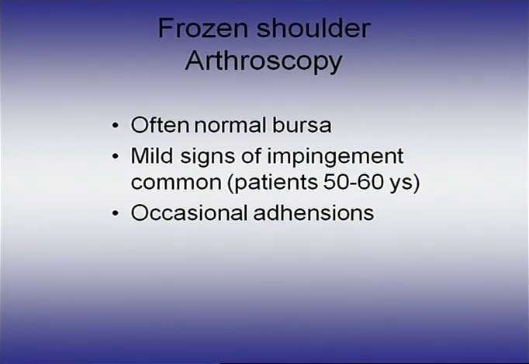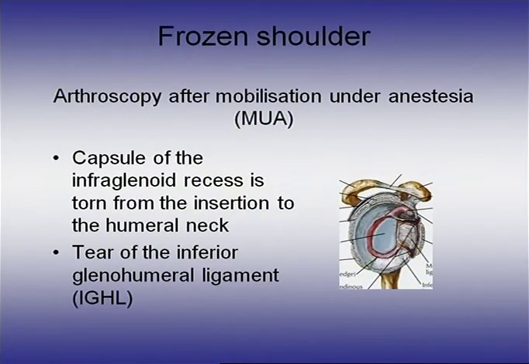As you look into the subacromial bursa, it's often normal, but often you see signs of mild impingement, but these patients are middle-aged. Occasionally you can find adhesions in the bursa. If you mobilize the shoulder under anesthesia and do an arthroscopy, you can see that the capsule of the infraglenoid recess is torn off from the bone reinsertion. The inferior glenohumeral ligament has been torn as well. It's down here.